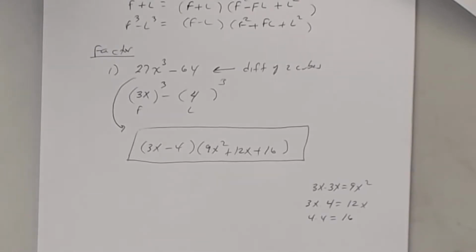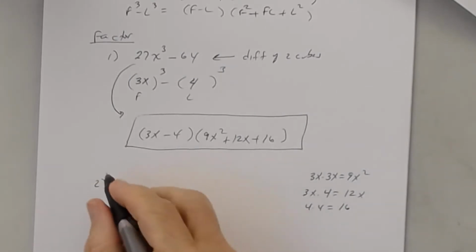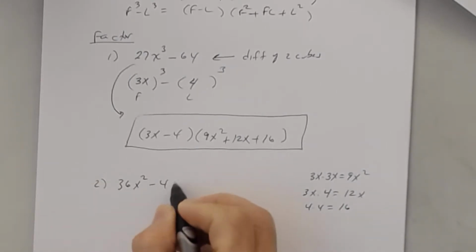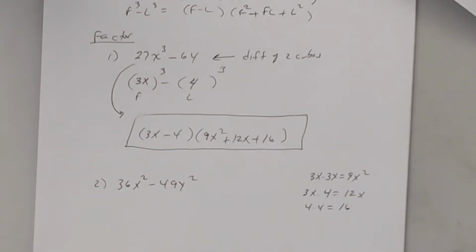All right, number 2. Suppose in number 2 you had 36x squared minus 49y squared. So 36x squared minus 49y squared. All right, so what do you do first?